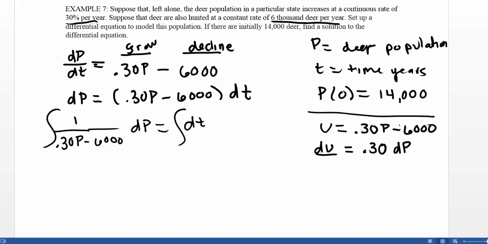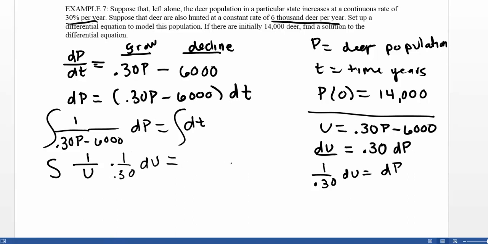So when I look at setting this up in terms of substitution, I have 1 over u, but now I don't have a 0.30 dp, so I'm going to divide both sides by 0.30 so that I can substitute in directly for dp. So times 1 over 0.30 du equals the integral of dt. So now these are both in forms that I can integrate.